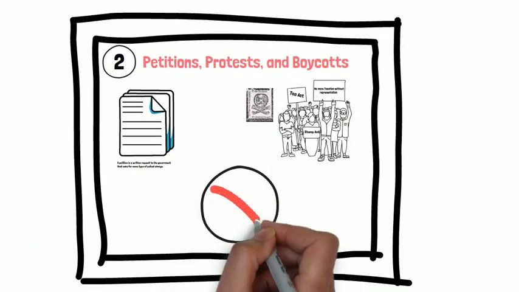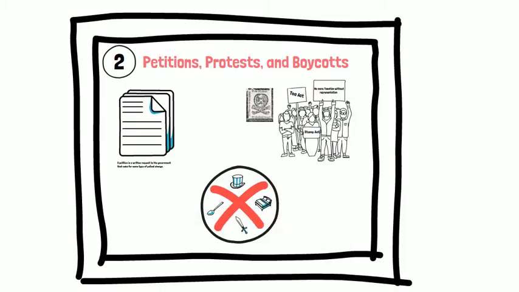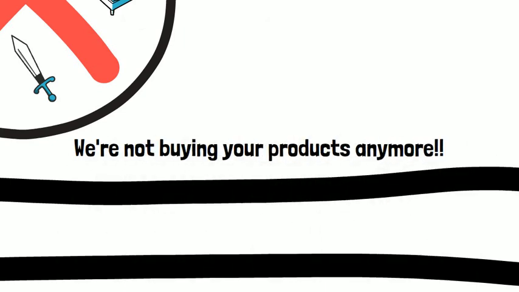Finally, the colonists also began boycotting British goods like clothes, knives, and kitchen utensils. And boycott just means the refusal to buy products from Britain.